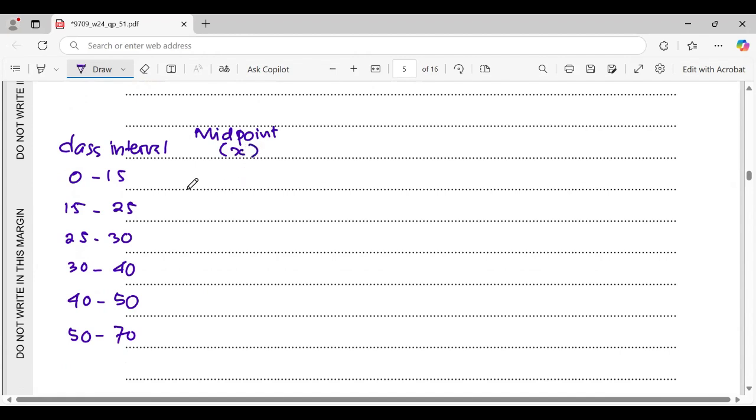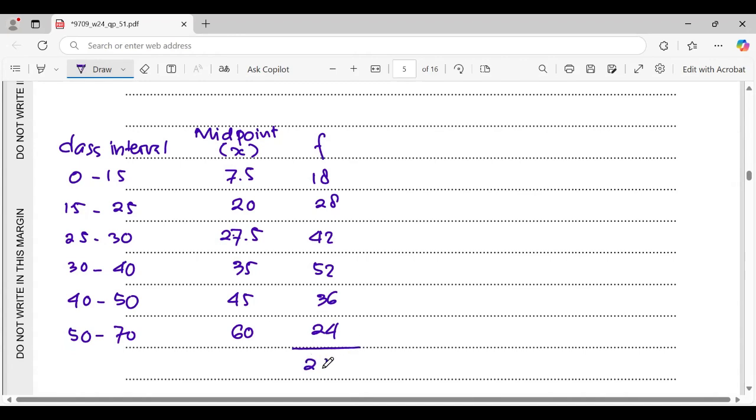And the midpoint for x: 7.5, because 15 divided by 2; this one 15 plus 25 divided by 2 is 20. This one 25 plus 30 divided by 2 is 27.5, 35, 45, 60. And f, based on the information, this is 18, 28, 42, 52, 36, 24, and the sigma is 200.